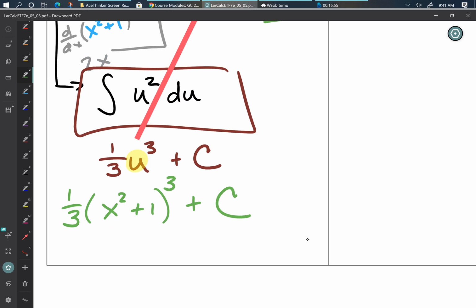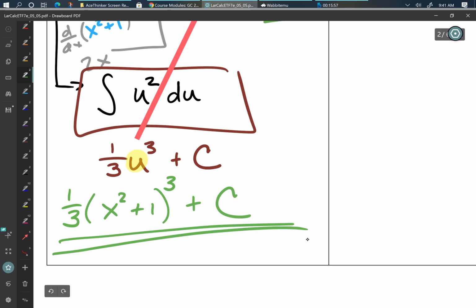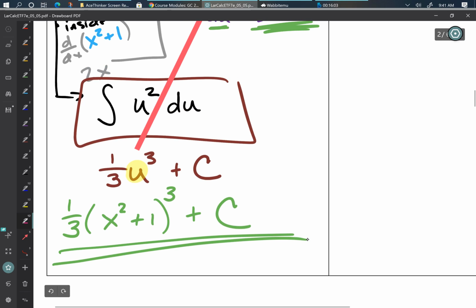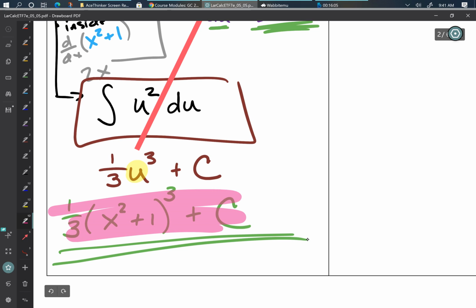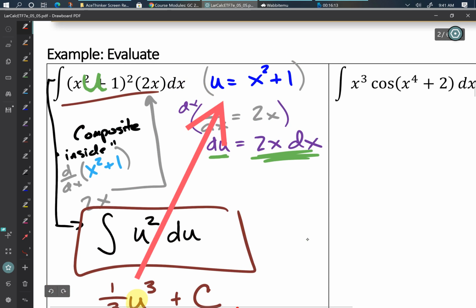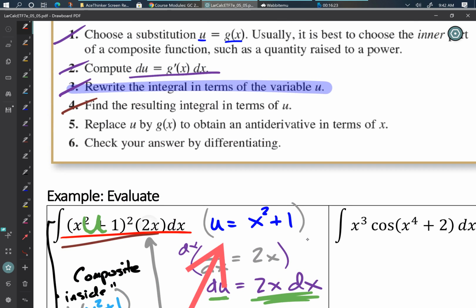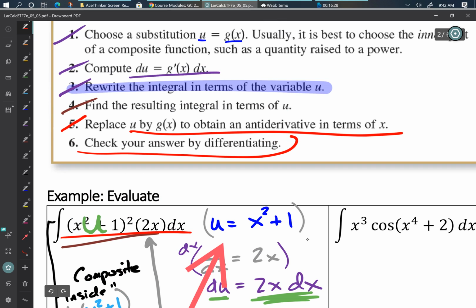Right? Now, if I was in the least bit concerned about the accuracy of my result, I could just take the derivative of this whole thing right here. I could just take the derivative with respect to the variable x, and I would get that original statement up there of x squared plus 1 squared times 2x dx. Okay? So we did replacing u to obtain an antiderivative, and then the last one is, if you feel the need to, check your answer by differentiating.